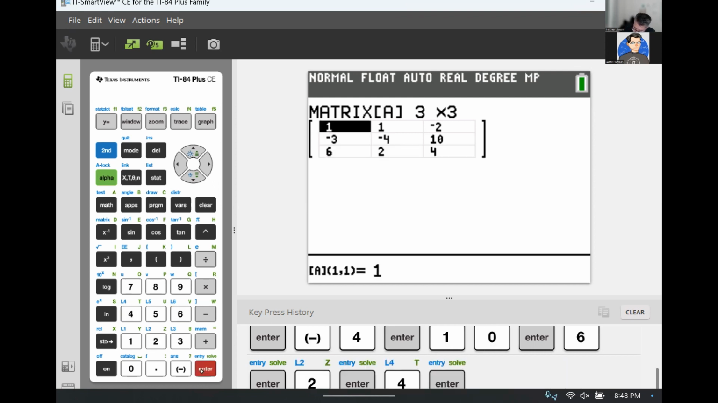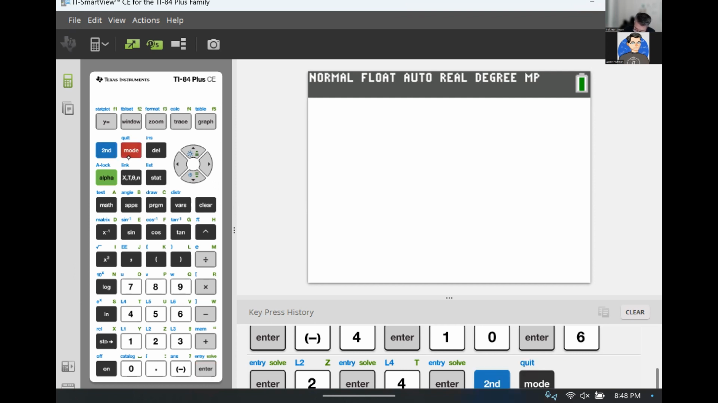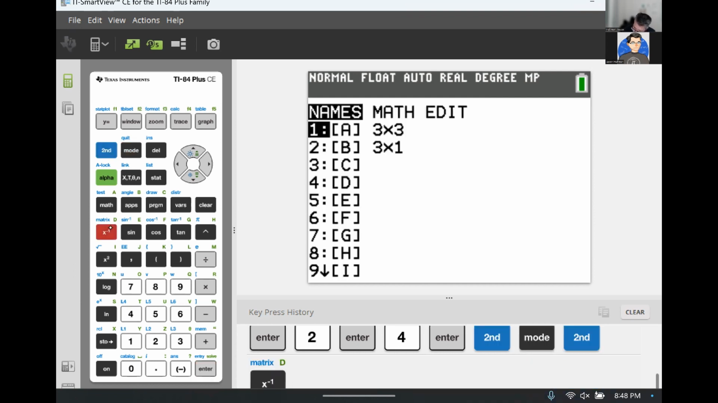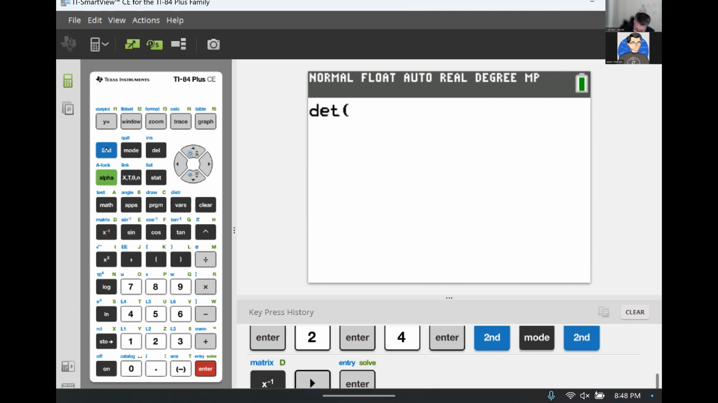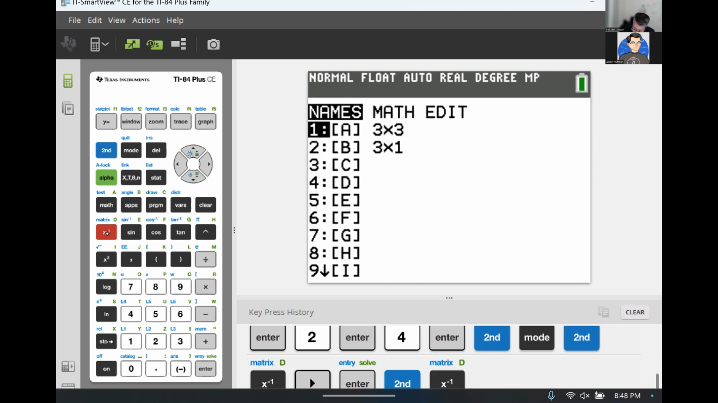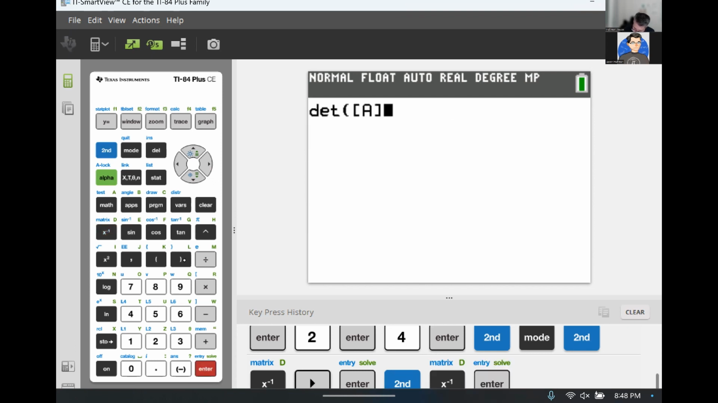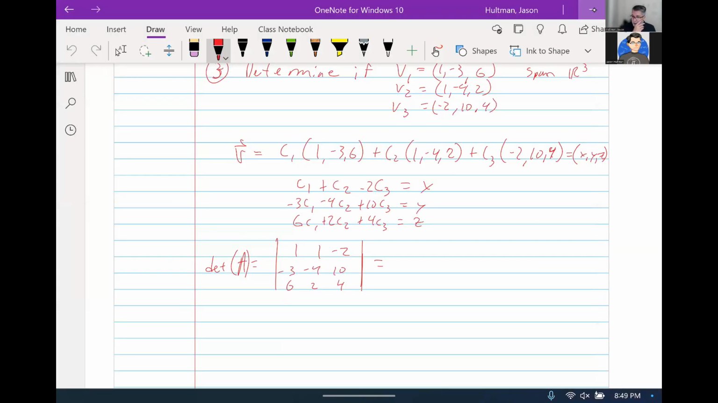Okay, and then I'm going to go second quit out of that, and then I'm going to go back in, and I want to find the determinant. So I hit math 1, determinant, and then I go back in and click up my name of determinant A, and it's 0. So the determinant is equal to 0, which means that it is not invertible. Okay, which means that it cannot be a spanning set of R3. So this is equal to 0, which means that A is not invertible.